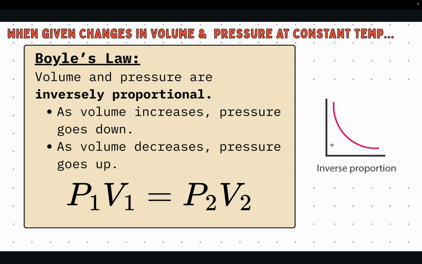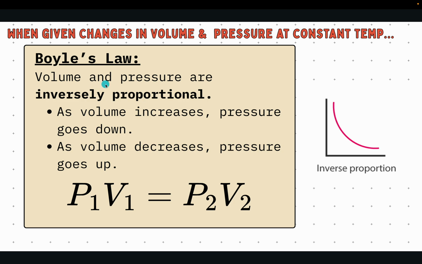So there are a few laws that deal with relationships between variables in the kinetic molecular theory. First, we have Boyle's law. So when you are dealing with changes in volume and pressure at a constant temperature, meaning changes in the space taken up by the particles and collisions between particles and surfaces at the constant temperature, which means the constant speed of the particles.